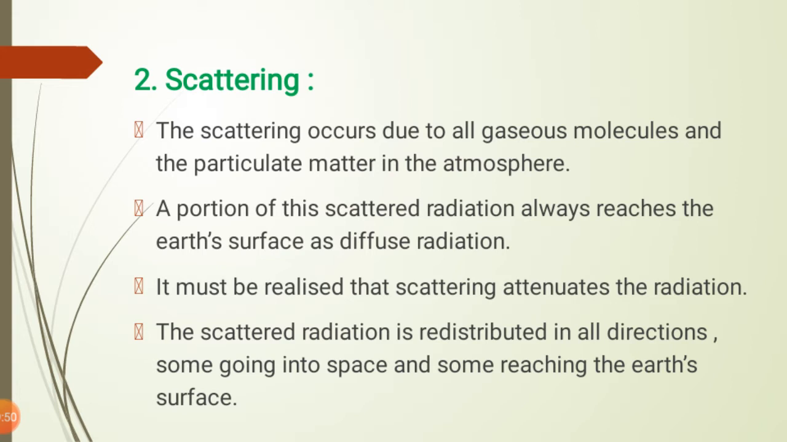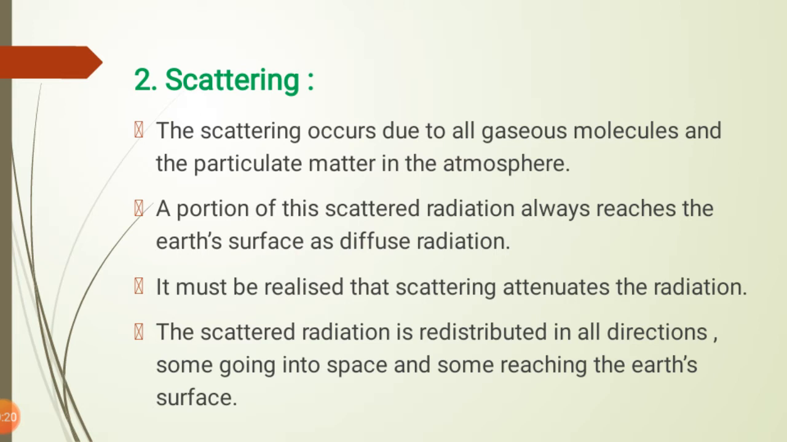As this radiation comes from the sun, the radiation is scattered by the gaseous molecules and the particulate matter. After that, some of the radiation reaches the earth surface as diffuse radiation. There are different types of radiation, but the radiation that reaches the earth surface after scattering is known as the diffuse radiation.